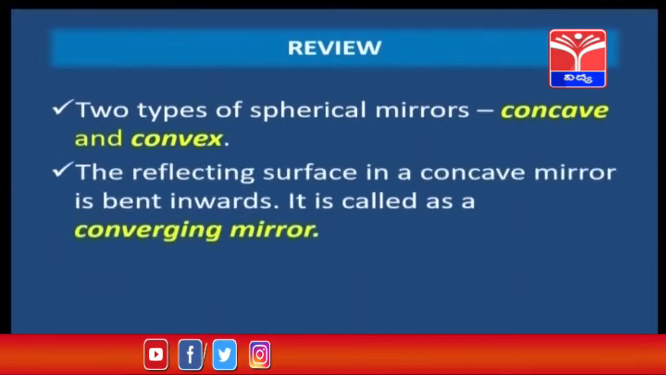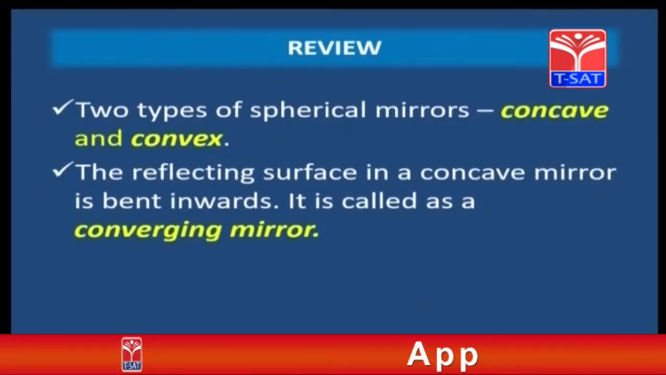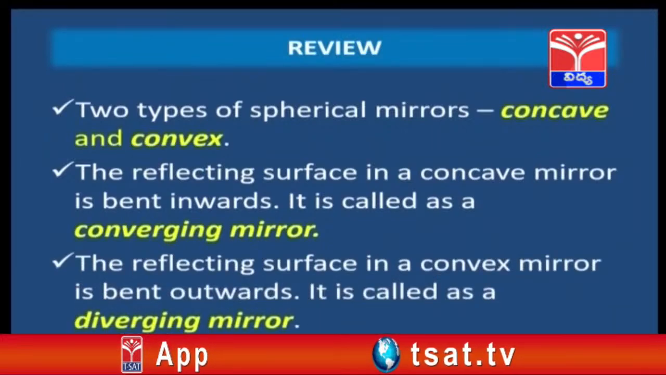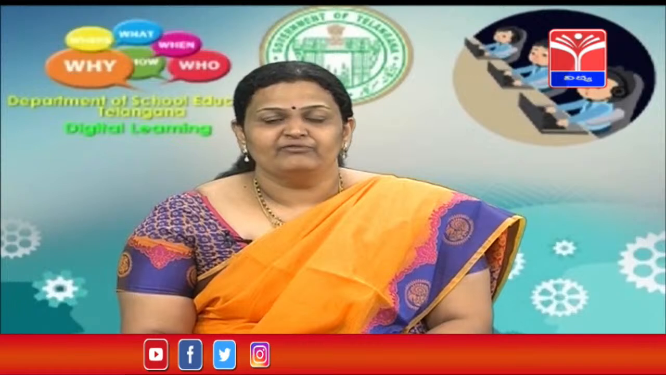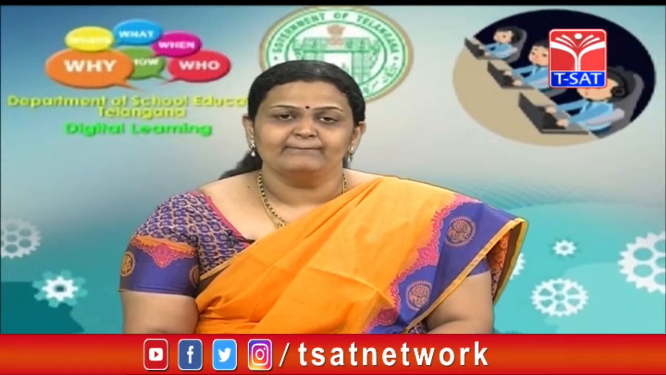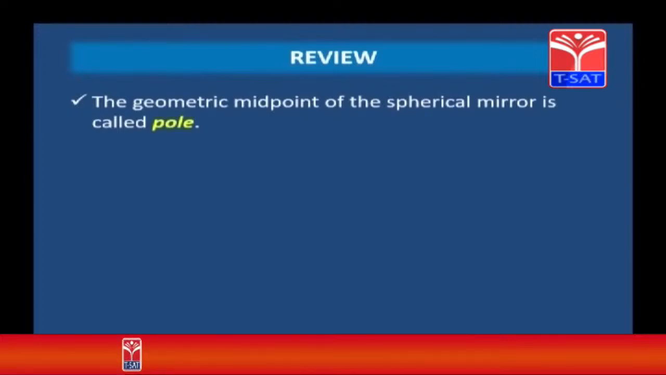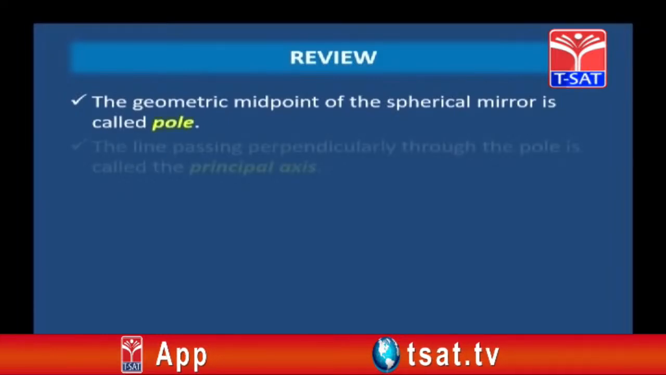We have seen that the reflecting surface in a concave mirror is bent inwards and it is called a converging mirror. Then the reflecting surface in a convex mirror is bent outwards and it is called a diverging mirror. Then children, we went on to discuss some important terminology related to the curved surfaces, that is the pole of the spherical mirror. The geometric midpoint of the spherical mirror is called the pole of the mirror.